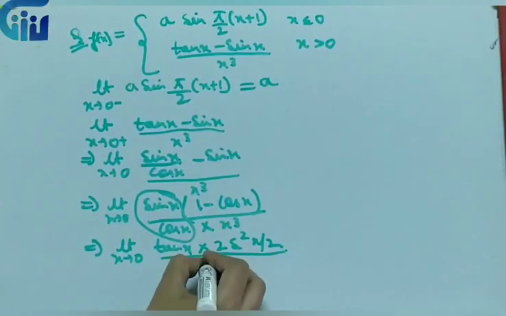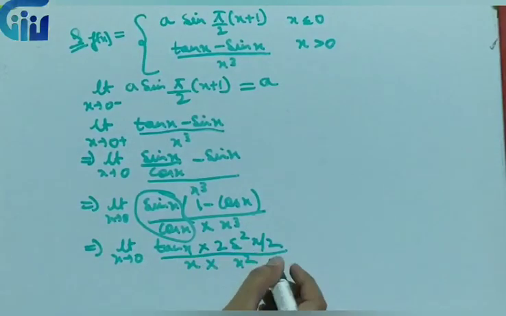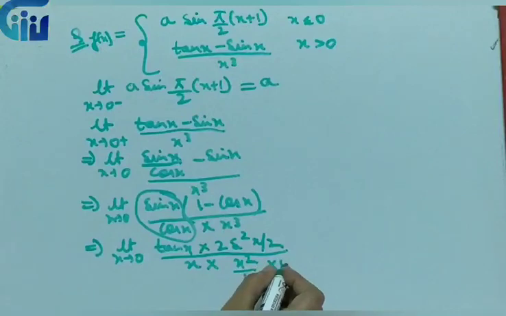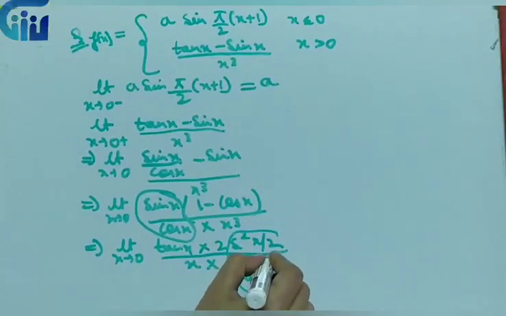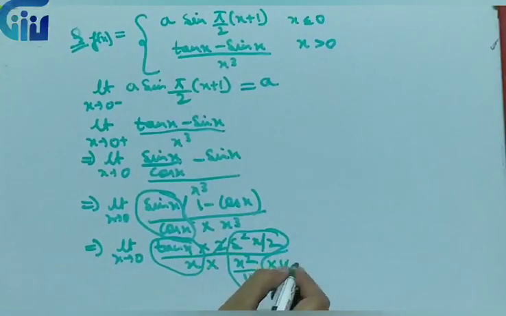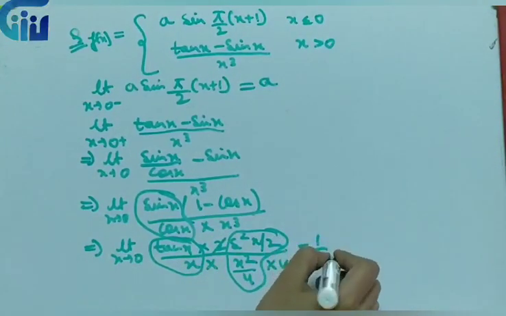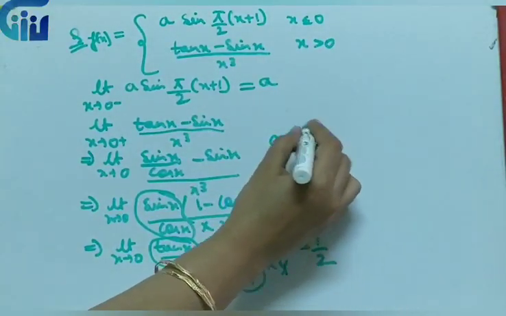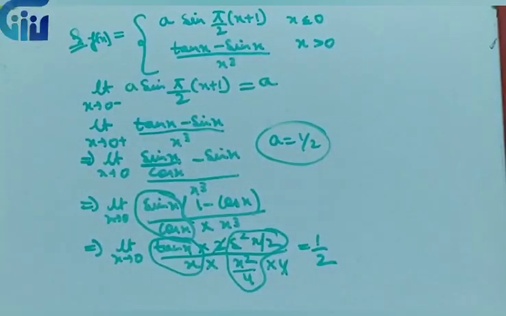x cube can be written as x into x square. Over here x by 2 we have, so I'll just multiply and divide by 4. This will be 1, this will be 1. We know the result, and this will get cancelled. So what will I get? Half. So what do we know? Left hand limit is equal to right hand limit. So a is equal to half. Hence the result.